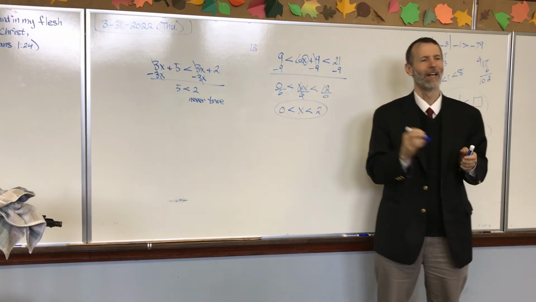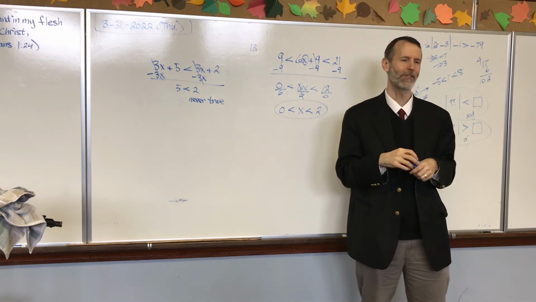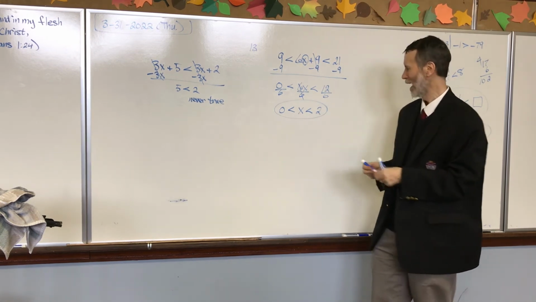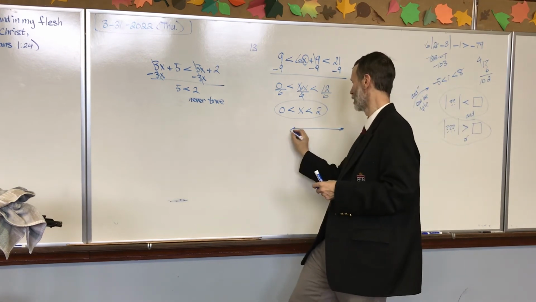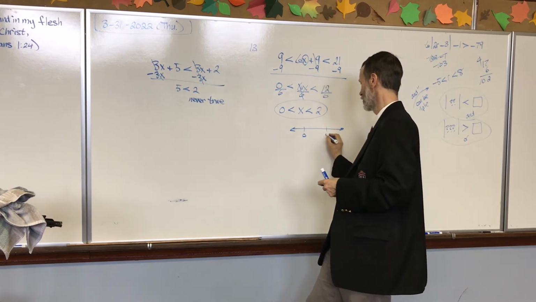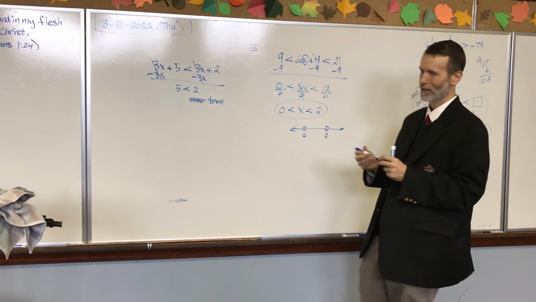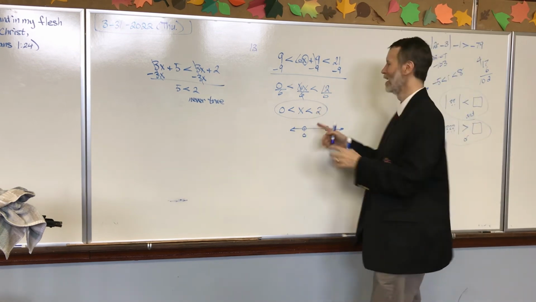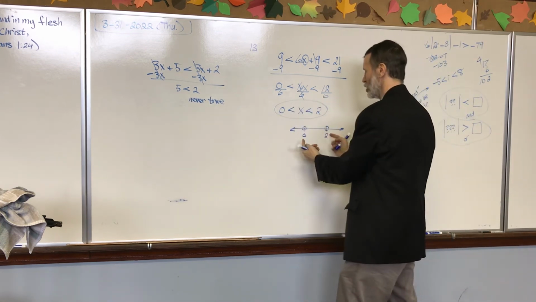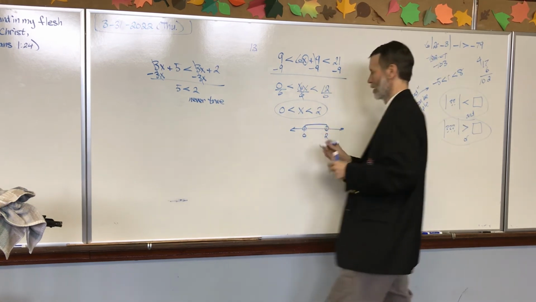Everybody look up here. This is half of the problem, half the points. They want you to graph it. How do you graph something like this? You have a 0 and a 2. Open or closed dots? Open. Good. Where do you shade? In between. Yes. How do you tell? If x is in between, you shade in between. That's the quick way to remember that.